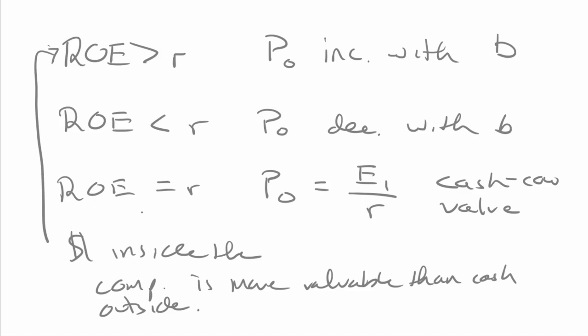Now we can connect this concept back to that of NPV. It turns out that when ROE is greater than R, this firm has positive NPV opportunities. When ROE is less than R, the firm has negative NPV opportunities. So I encourage you to look at the optional sections in the notes that connect this formula directly to NPV.